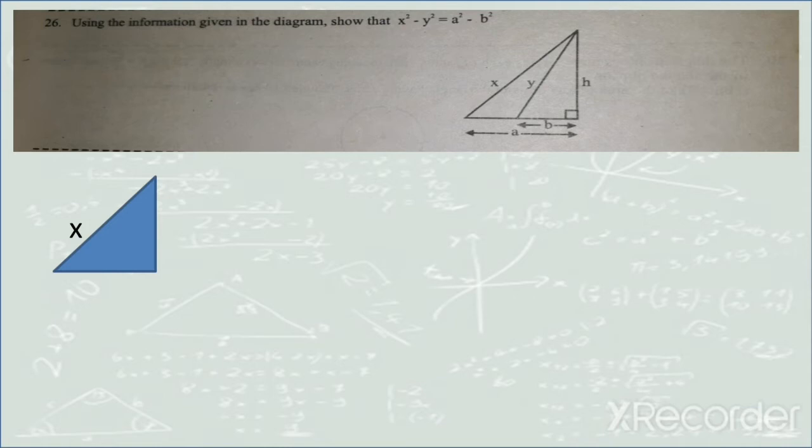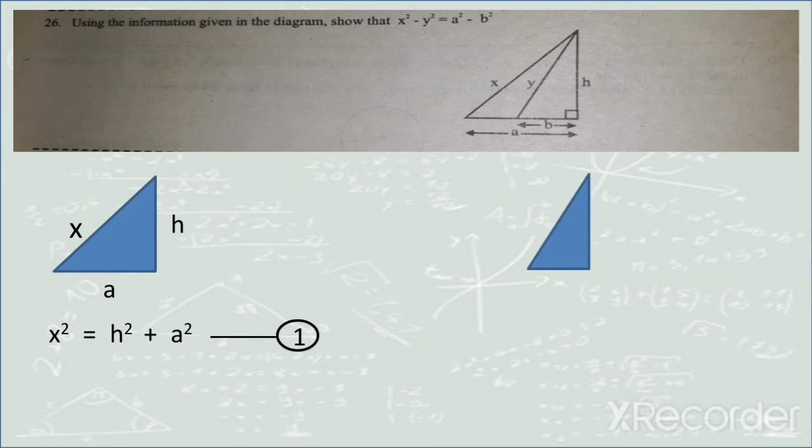There is a big right angle triangle. The hypotenuse is x and the other sides are h and a. I have removed that right angle triangle and drawn it here. So for this one we can put the Pythagorean relation as x squared equals h squared plus a squared. Let us take this equation as equation number 1.